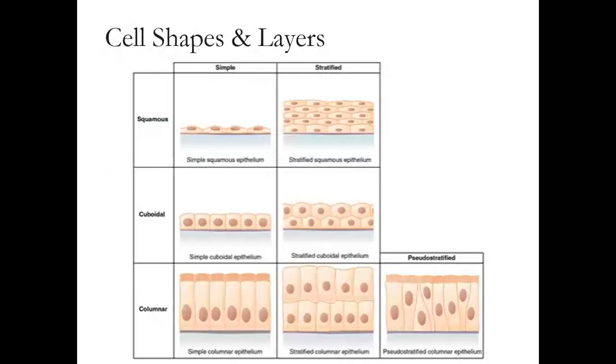So last time we looked at the basic layering. We could have 3 shapes, squamous, cuboidal, or columnar, and we could have 2 layerings, either simple or stratified. And today we're going to look at some of the specific examples of that, where you find them in the body and what they do.